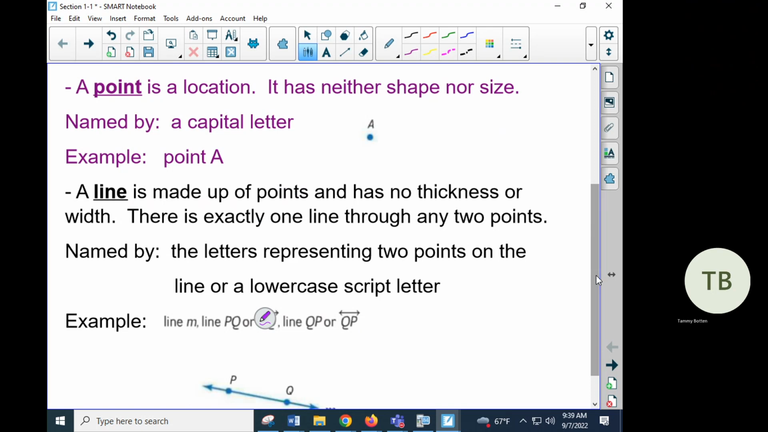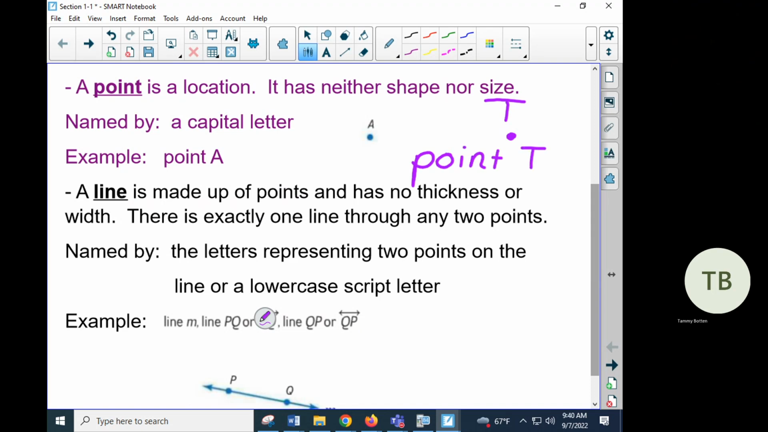And a point is something that you should be pretty familiar with. In geometry, sometimes you'll see a dot. Sometimes it'll have a capital letter by it. And if it does, that just means point T. So if you were to name that, you would just say point T.